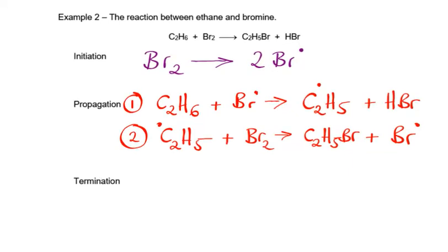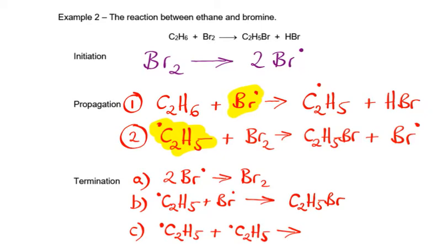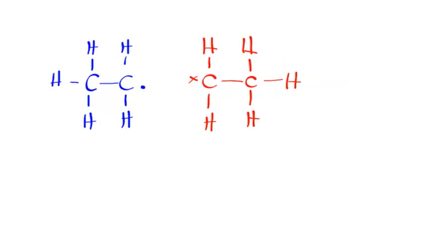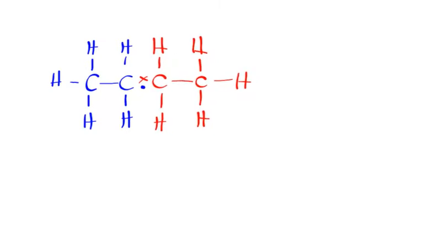There are three possible termination steps here. Let's have a look at the radicals that we've got. So we have ethyl radicals as well as bromine radicals. If two bromine radicals combine, this will give us a bromine molecule. If an ethyl radical combines with a bromine radical, we'll make bromoethane. And if two ethyl radicals combine, as we can show here, hopefully we can see that's going to make butane.